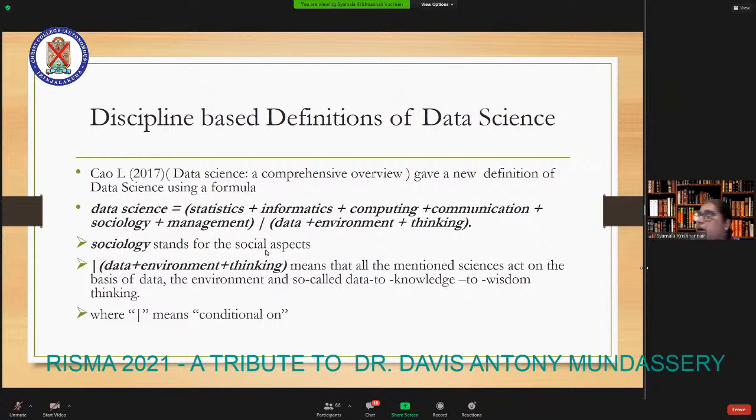So here the second part is the conditional on data environment thinking. That means all the mentioned sciences here, statistics, informatics, computing, communication, sociology, and management, all those sciences act on the basis of data, the environment, and so-called data to knowledge to wisdom thinking. So that's the new recent definition of data science.